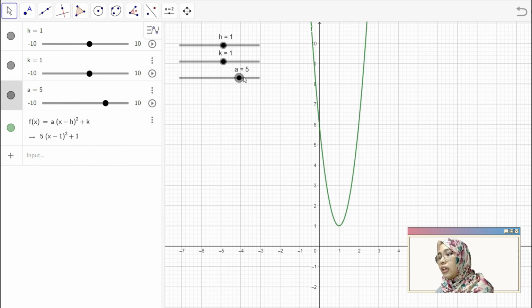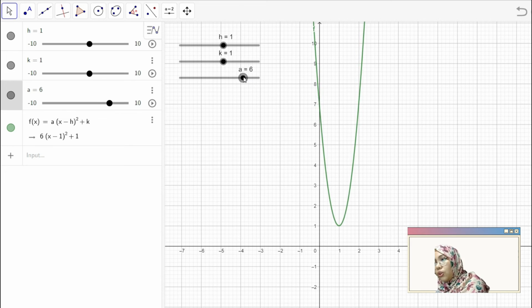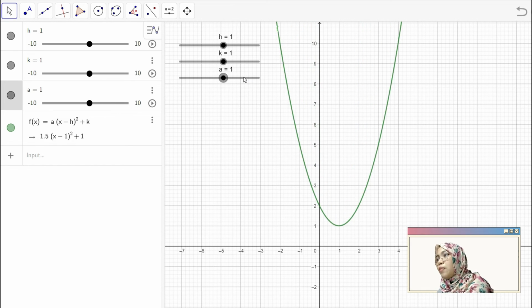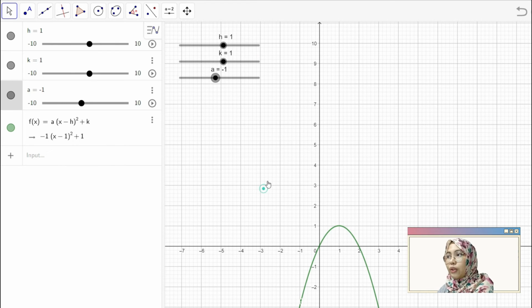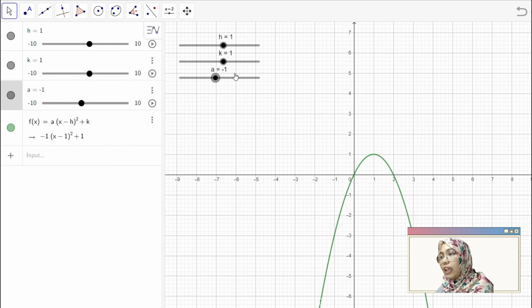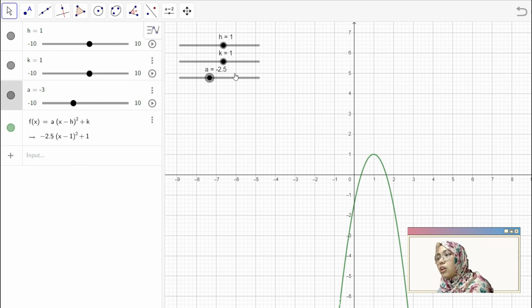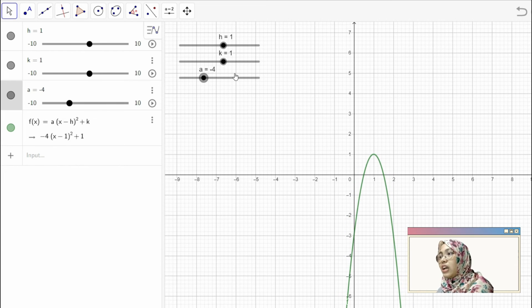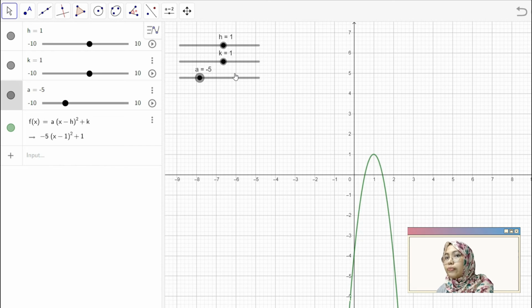And when we decrease the value of a until it becomes less than 0, we can see that the shape of the graph has become an inverted U. And when we further decrease the value of a, we can see that the width of the inverted U graph has become narrower. So here we can conclude that the changes in the value of a will affect the shape and the width of the graph.